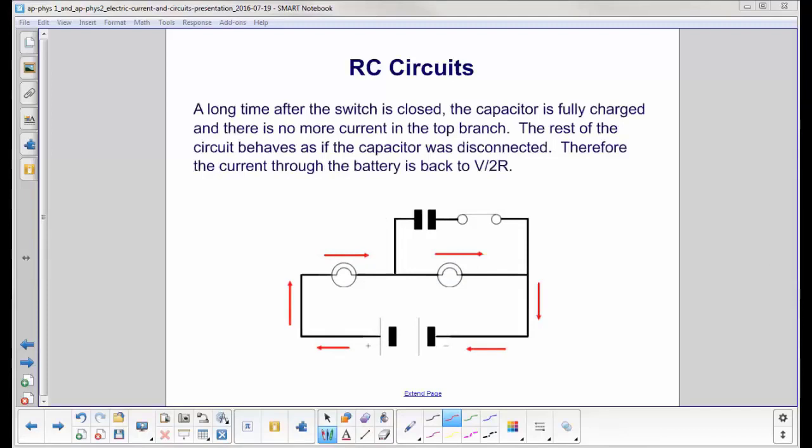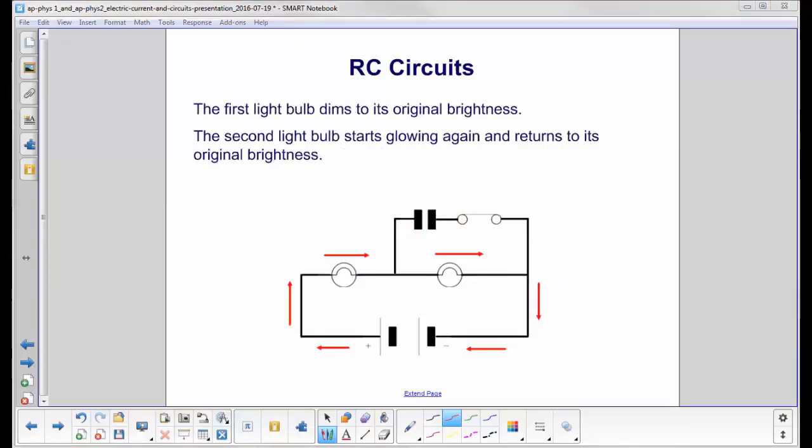A long time after the switch is closed, and we'll deal with what that time is when we get to AP Physics C, this capacitor is fully charged and there is no more current in the top branch. The rest of the circuit behaves as if the capacitor were disconnected. Therefore, the current through the battery and through the two light bulbs is now back to its original current of V over 2R. So at the end of this procedure where we close the switch, the first bulb is going to return to its original brightness, and the second bulb, which had turned off, now starts glowing again and returns to its original brightness, which is the same as this light bulb.